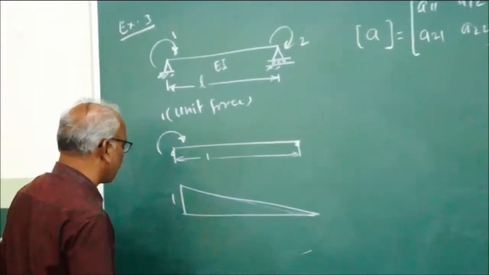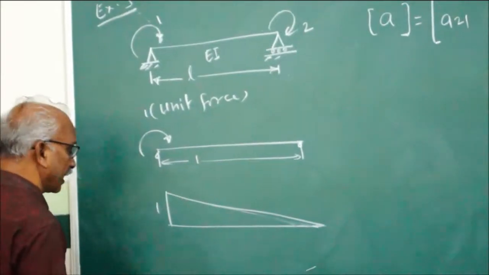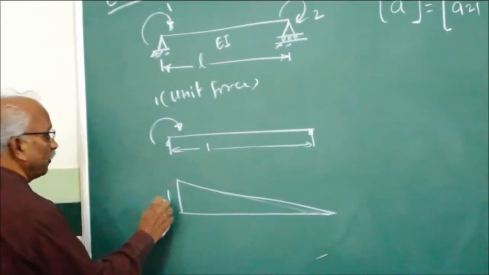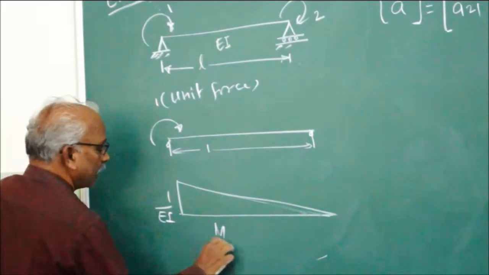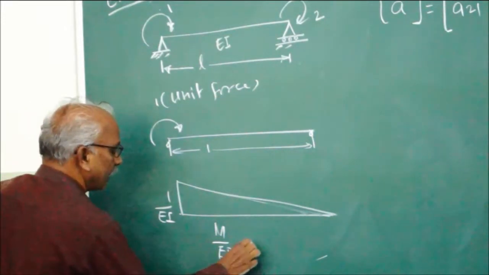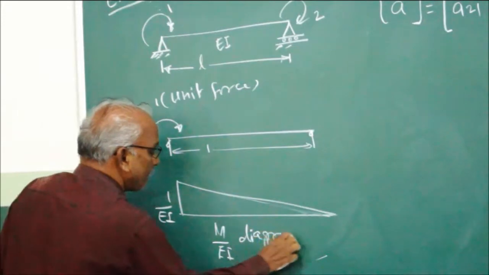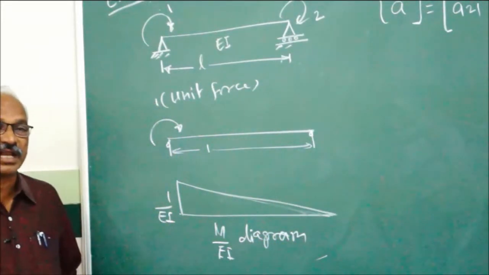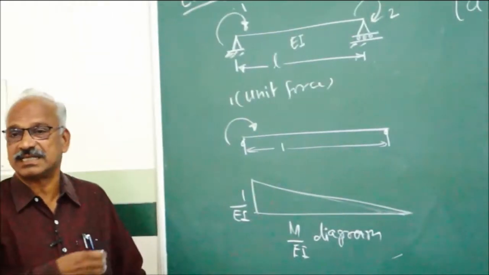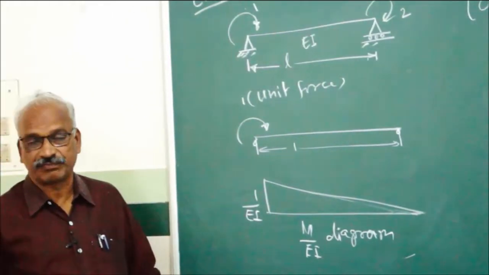So this is 1. This is the bending moment diagram. EA is uniform, therefore 1 by EA times M gives the M by EA diagram. When a unit force is applied along coordinate 1 only, this is the M by EA diagram.